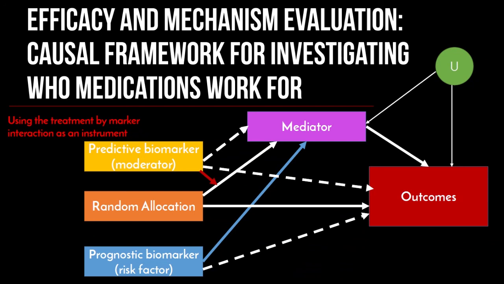So I think this is a really good area to look up. These models are quite complex to set up, and what you're assuming is that there's some latent variable, an unmeasured confounder, that's going to have an effect on your mediator and outcome. But we don't know what it is. Thanks for your question. Any other questions?